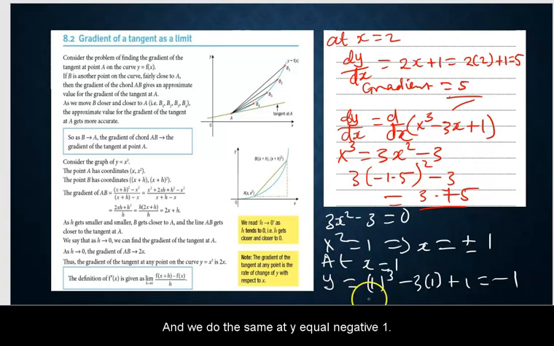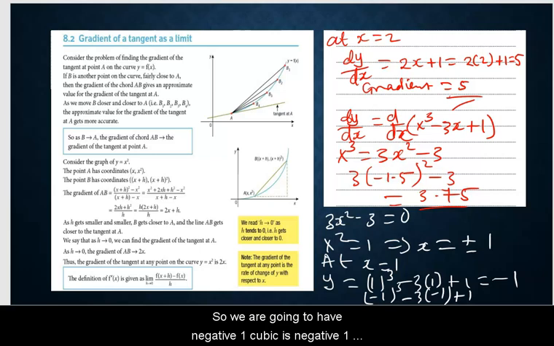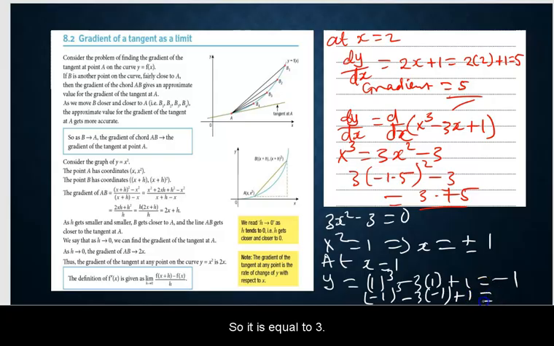And we do the same at x equal to negative 1. We substitute negative 1 cubed minus 3 times negative 1 plus 1. So we are going to have negative 1 cubed is negative 1, plus negative 3 times negative 1 is positive 3, plus 1 gives you 3. So it is equal to 3.